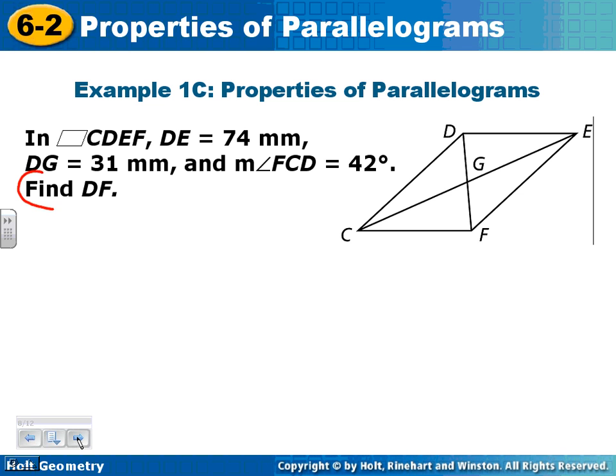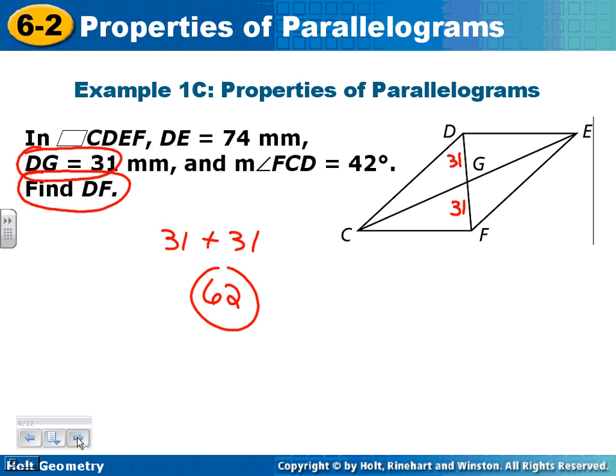In this problem, I'm asked to find the measure of DF. Well, I know that DG, from D to G, is 31. That means that from D to F is also 31, because remember the theorem that your diagonals bisect each other. So that would mean D to G is 31 plus 31, or 62. Again, on these problems, they're giving you extra information.